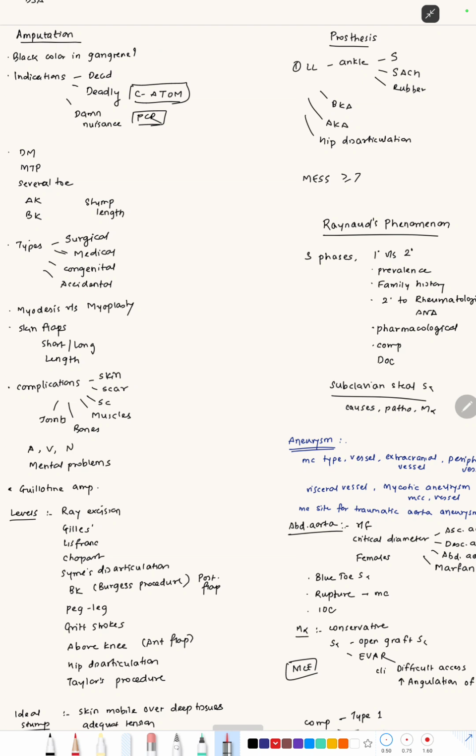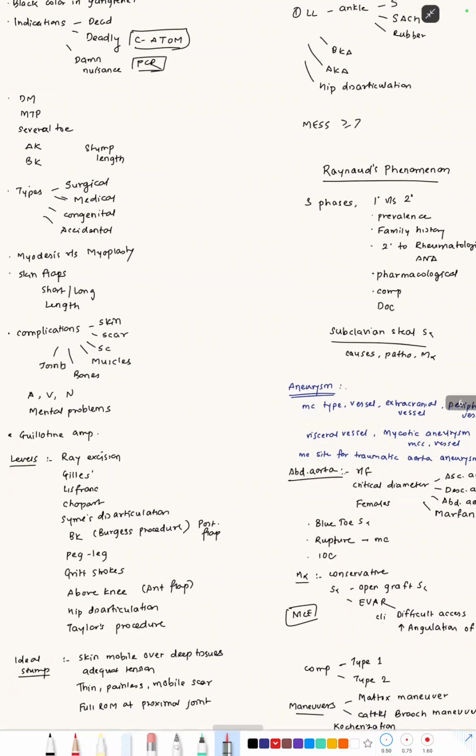Now, what are the indications for amputation? The indications for amputation are dead, deadly, and damn nuisance. So, dead, that is the limb that has already turned gangrenous. Then, for deadly limb, the mnemonic is C-ATOM. The C-ATOM mnemonic stands for cellulitis, then AV fistula, wet gangrene, trauma, and osteomyelitis. Damn nuisance is PCR, that includes paralysis, contracture, and rest pain. So these are the indications for amputation.